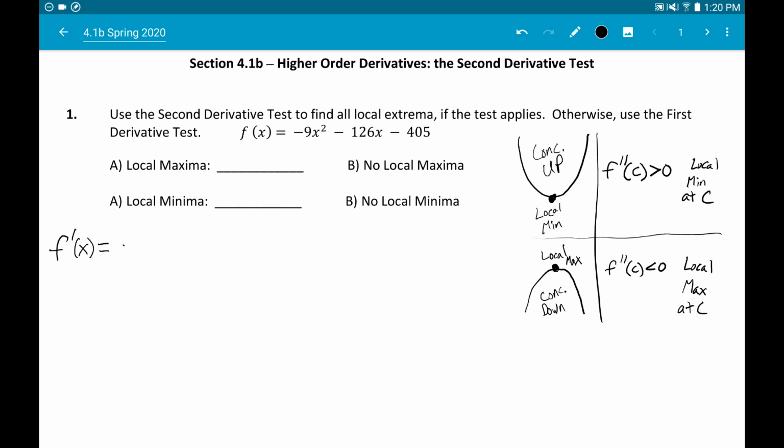So derivative of negative 9x squared is negative 18x. Derivative of negative 126x is negative 126. Derivative of negative 405 is 0. To get a critical value, as we did in 3.4 and 3.5, we set the derivative equal to 0 and solve for x. So negative 126 divided by 18 is going to be negative 7.